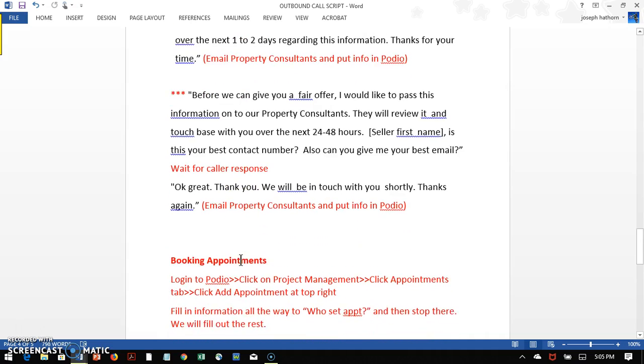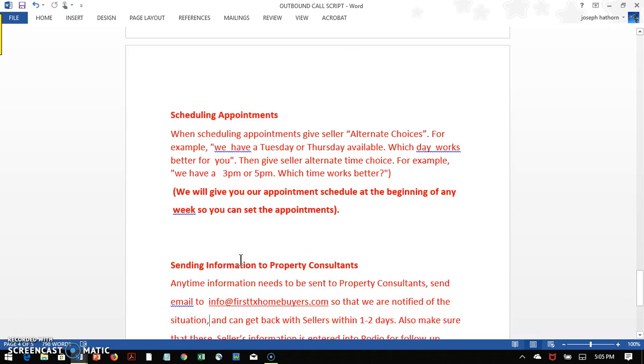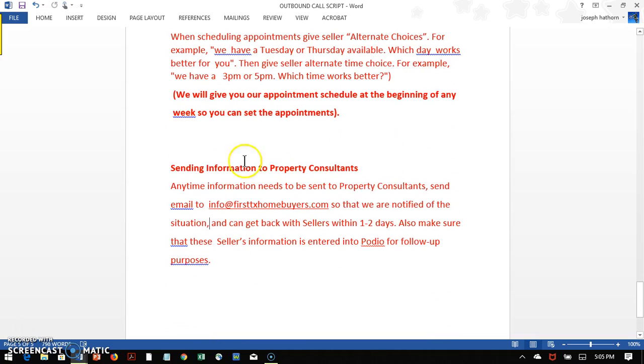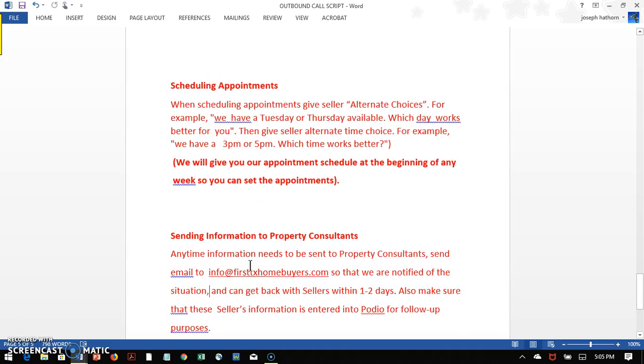And we have information here on the script regarding emailing property consultants, and I'll just read it here. So anytime information needs to be sent to the property consultants, you're going to send the email to this address, info@firsttxhomebuyers.com, and that's just so that we are notified of the situation and we can get back with sellers within 1 to 2 days. And again, you also want to make sure that these sellers' information is entered into Podio for follow-up purposes. So that's what needs to happen.